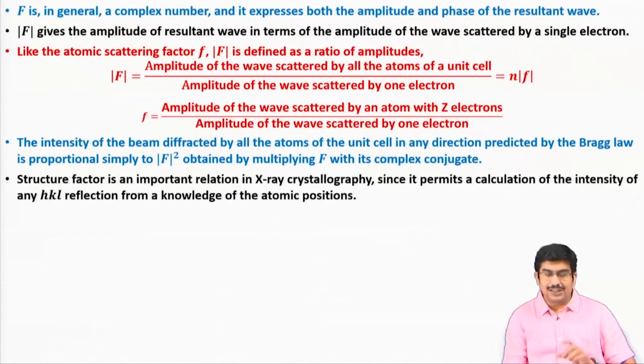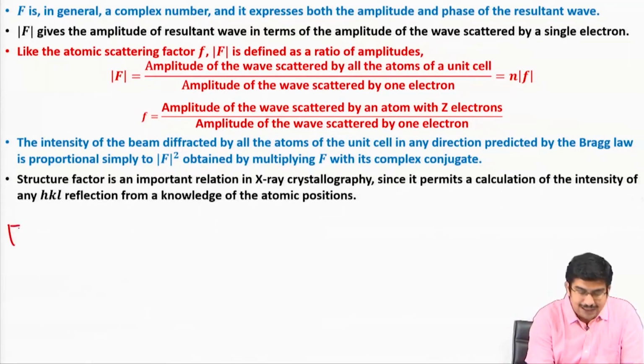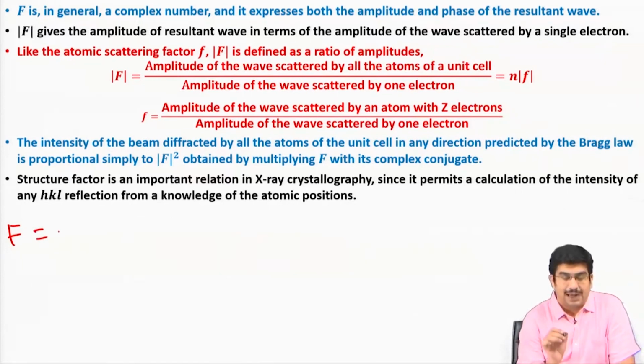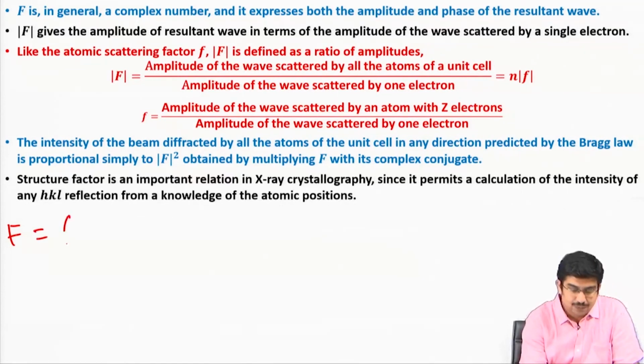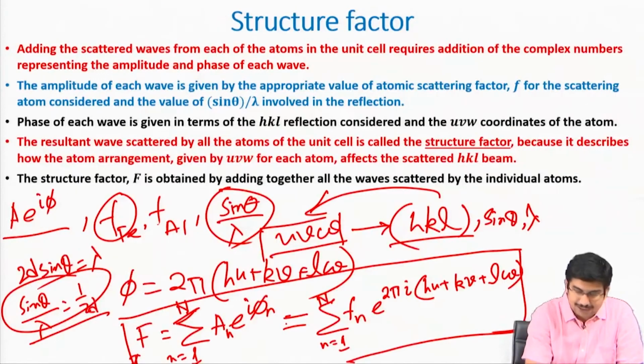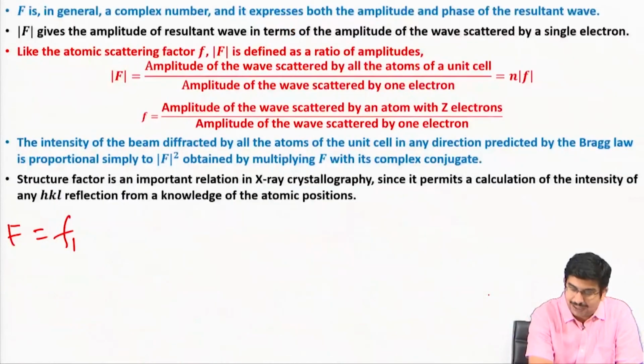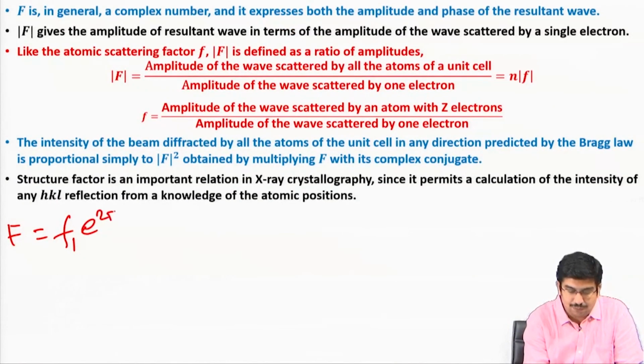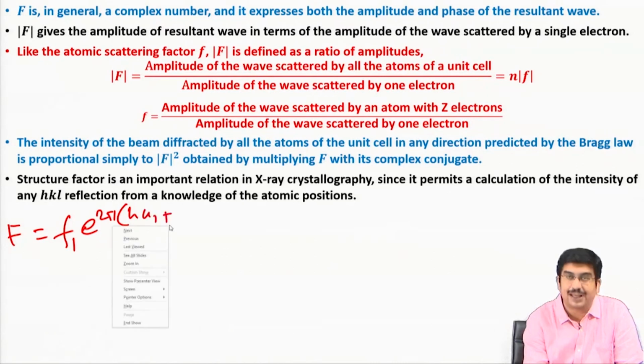Okay. So, the structure factor is a complex number and it expresses both the amplitude and phase of the resultant wave. So, what we can write is that if we have, let us say, two different types of atoms in the unit cell, the first one has an amplitude, that is atomic scattering factor f1, and fractional coordinates u1, v1, w1, then from this expression we can write e raised to the power 2 pi i, and we are satisfying the condition that HKL diffraction is happening.